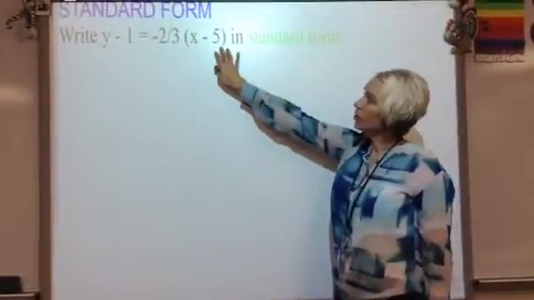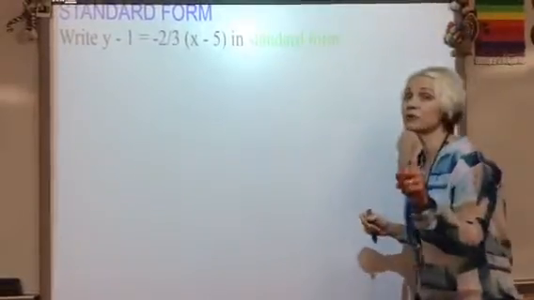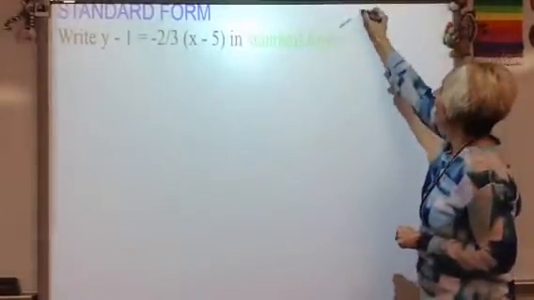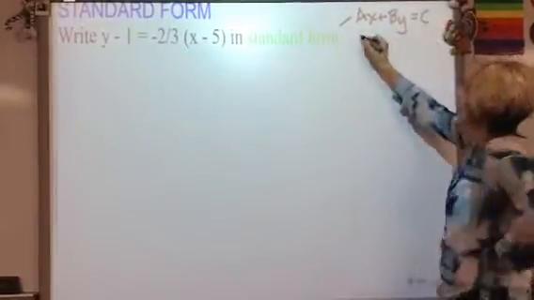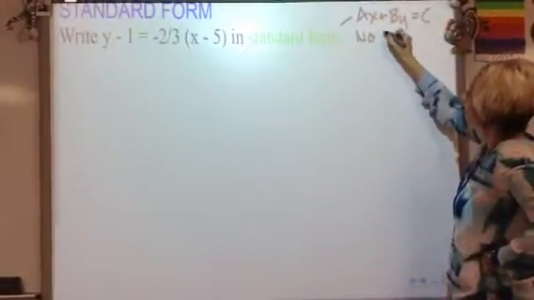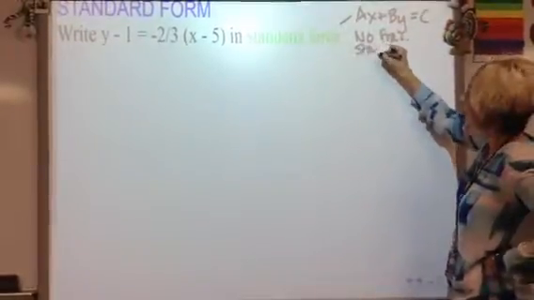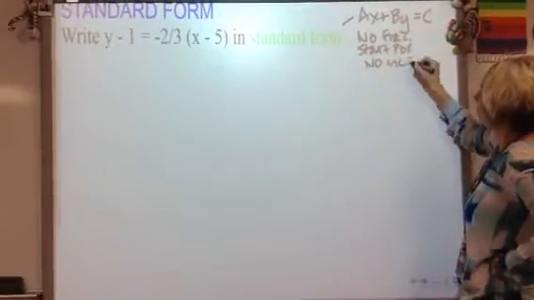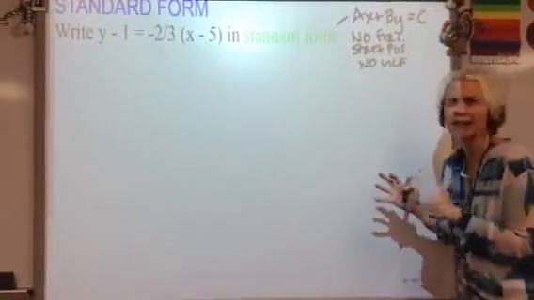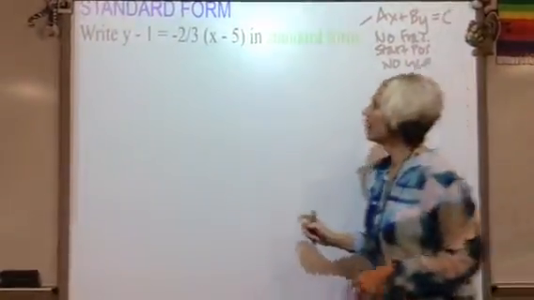Now, what if I want to go from point-slope form to standard form? First of all, let's review standard form. It has to have x first, then y, equals c. I can have no fractions or decimals. I have to start positive. And I have no greatest common factor. It has to be completely simplified. So standard form is the pickiest of all forms. So how would we get there?